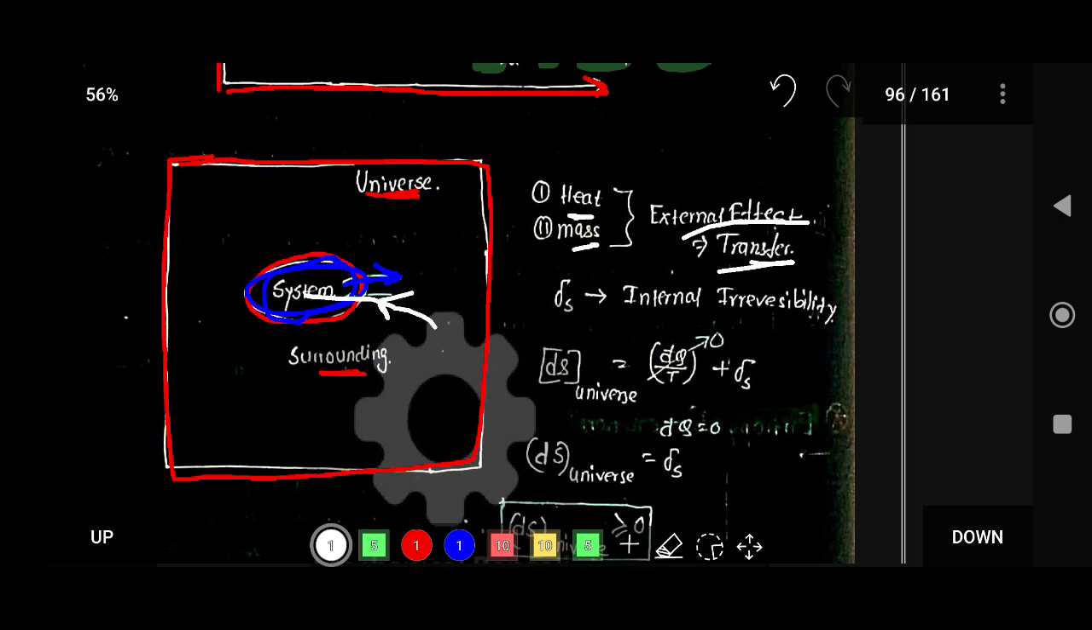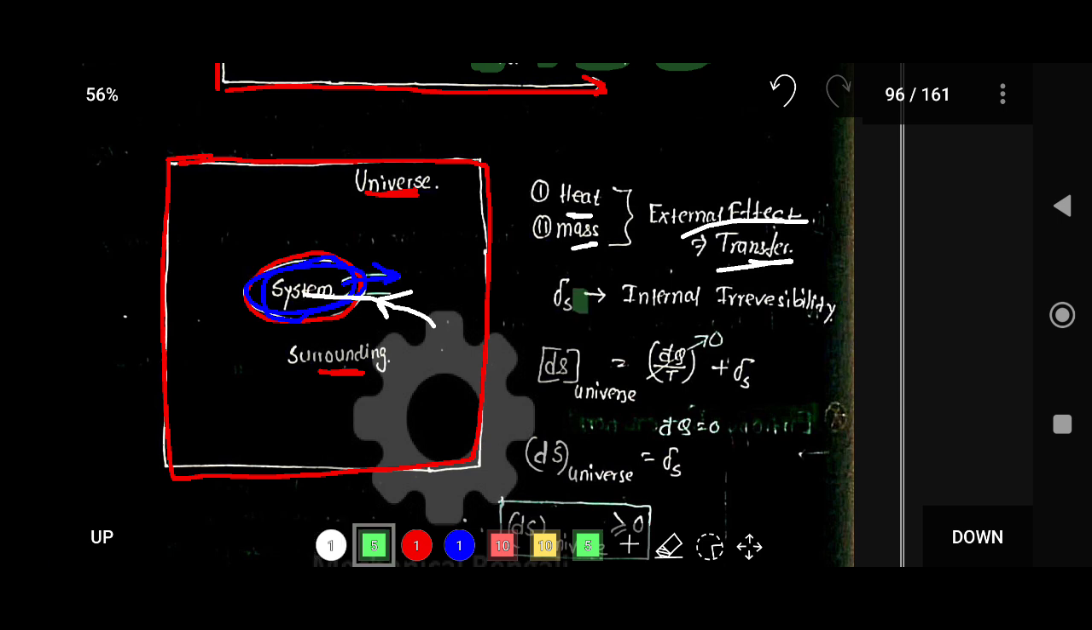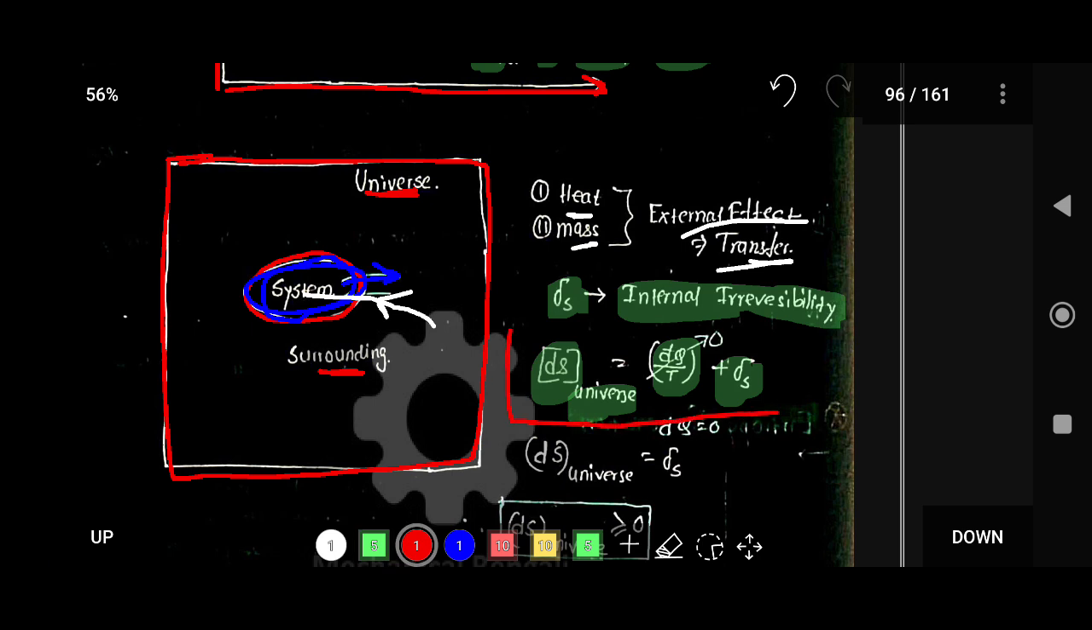Okay, so delta S_gen, you know, is the internal irreversibility. Remember that this is the internal irreversibility. So if you want to calculate the universe entropy change, the formula is dS universe equals del Q by T plus delta S generation. This is for the universe, remember this is for the universe.